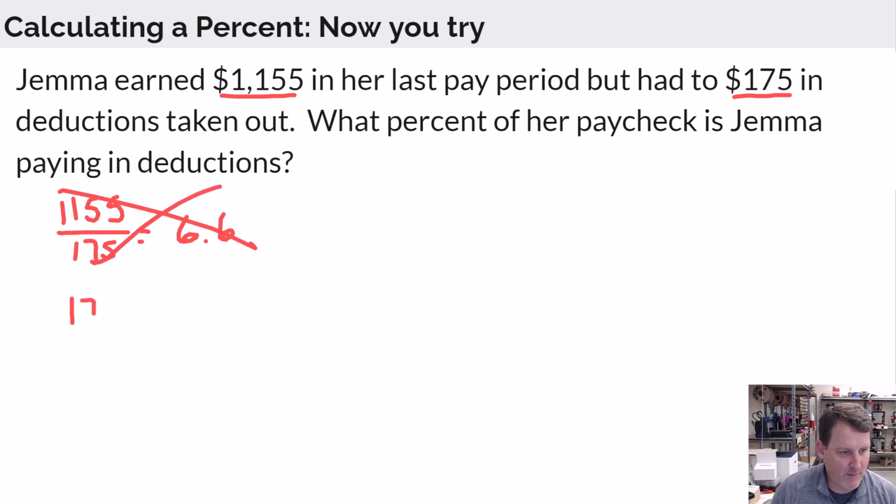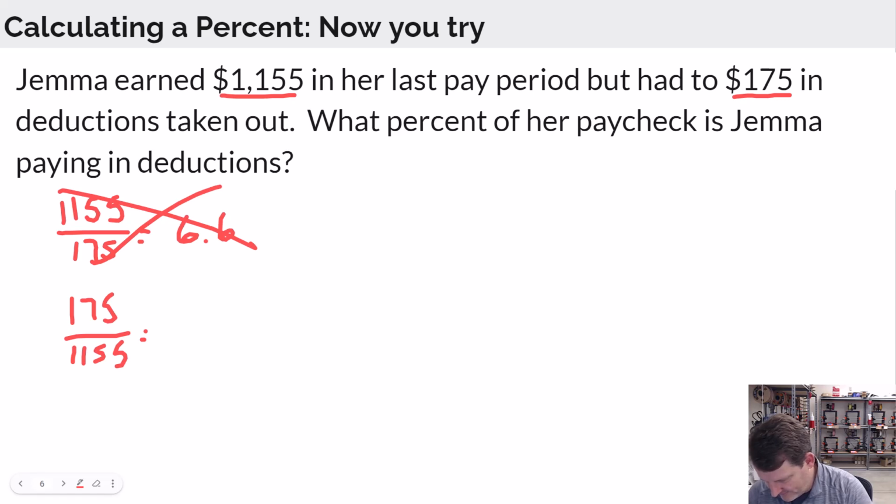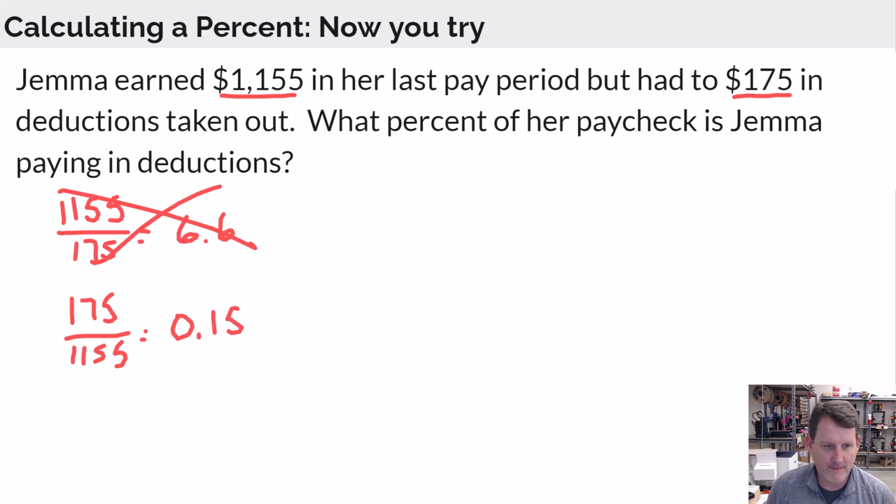So let's flip them. 175 over 1155. I'm going to do 175 divided by 1155. And this ends up being 0.15. That feels like a percent, and it's a low percent, right? It's not a huge percent, but it's also not stupid small either. Let's convert it. So 0.15 is equal to, move our decimal place 2 places to the right, 15%.